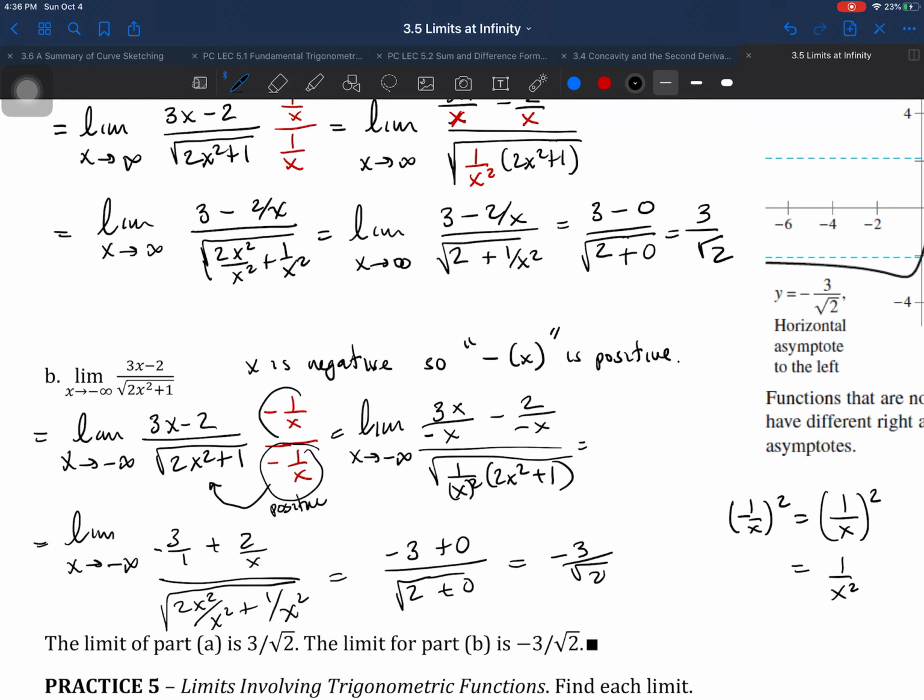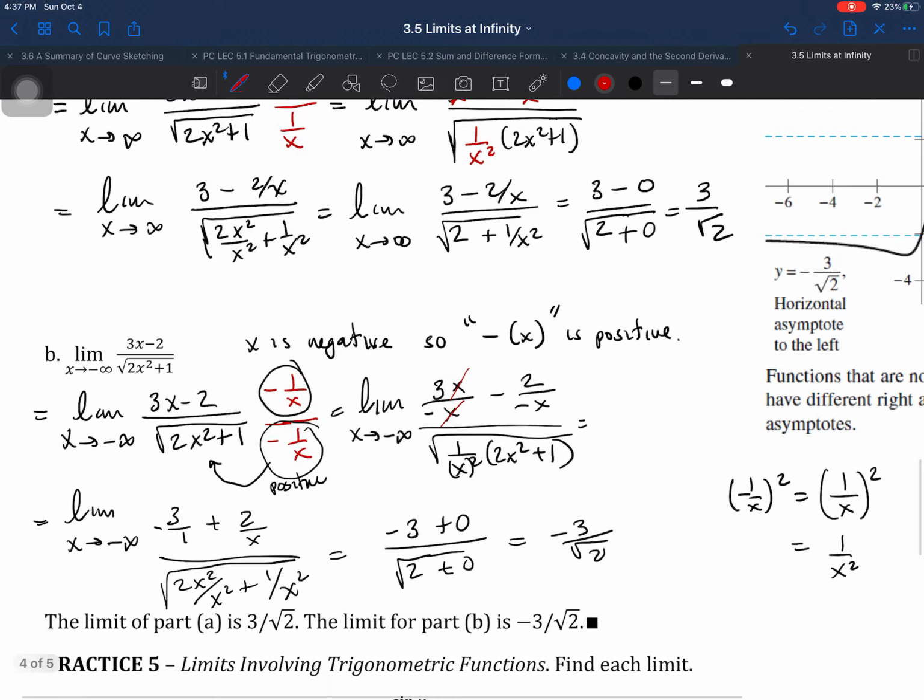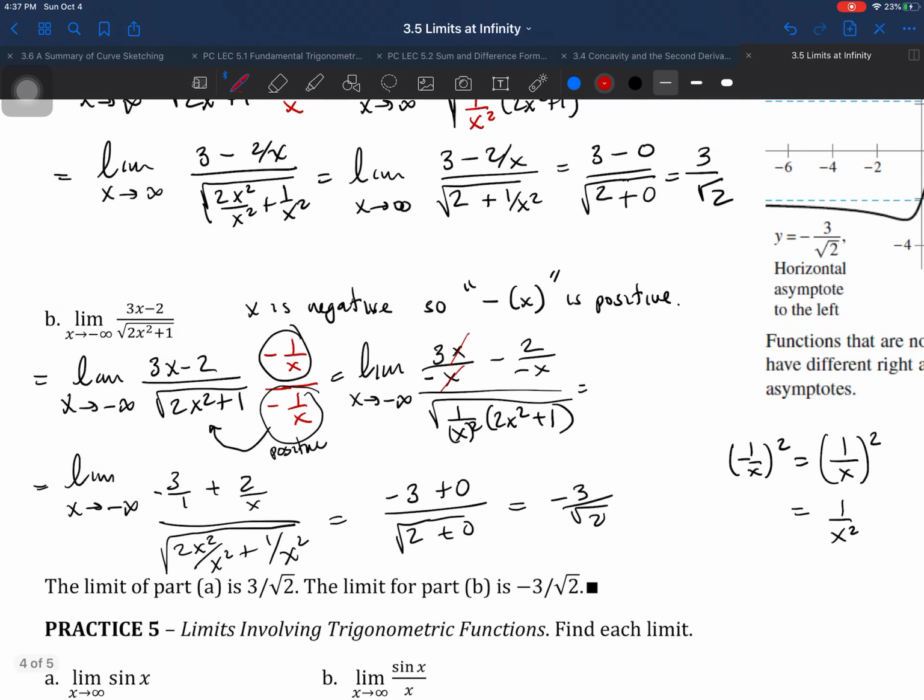So whatever you do in the bottom, do it to the top. Therefore, the bottom part is going to be the square root of 1 over x squared times the quantity 2x squared plus 1, and this is going to be under the expression of 3x minus x minus 2 over negative x. What happens next is that the x's are going to simplify each other. That gives us negative 3 plus 2 over x. On the bottom part, we cancel those two, which gives us 2 plus 1 over x squared.